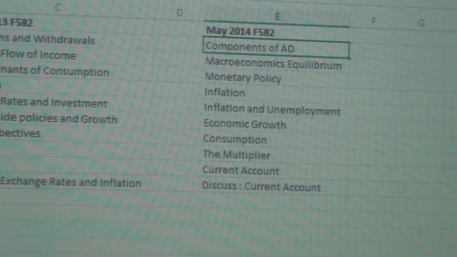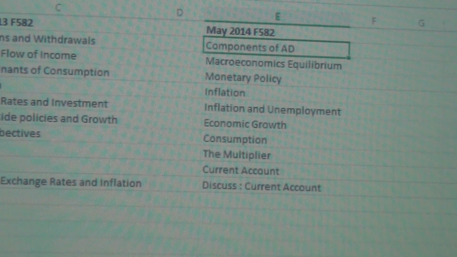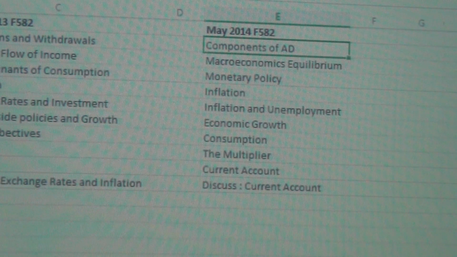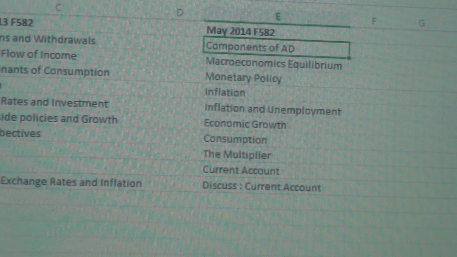So in the summer of 2014, the key things that were tested were different components of AD, C plus I plus G plus X minus M. You were asked to define what macroeconomic equilibrium is, which strangely people found difficult, but obviously that's simply the point at which AD equals AS.